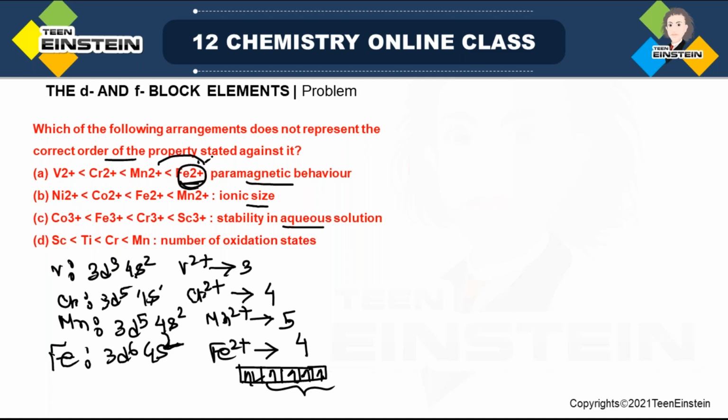So if you have done this correctly, even if we are lacking time, even without considering the other 3, you can choose this as the correct option. But you will also see the other ones.